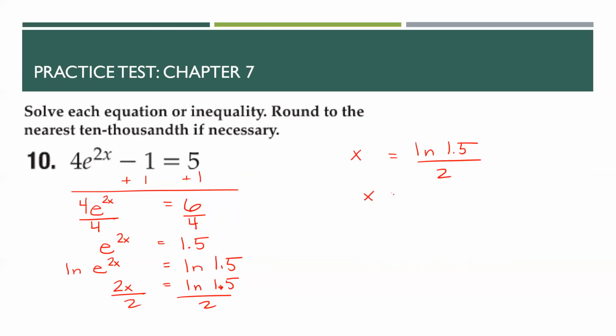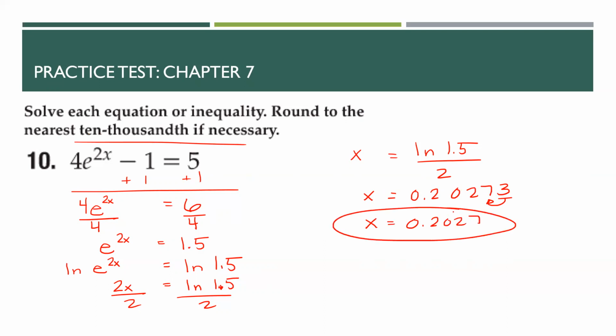And when you type that in a calculator, you end up getting 0.20273. And again, it says to round to the nearest 10,000th. So we've got a 3 in the 100,000th place, so this would stay the same. So this ends up 0.2027 10,000ths. Okay.